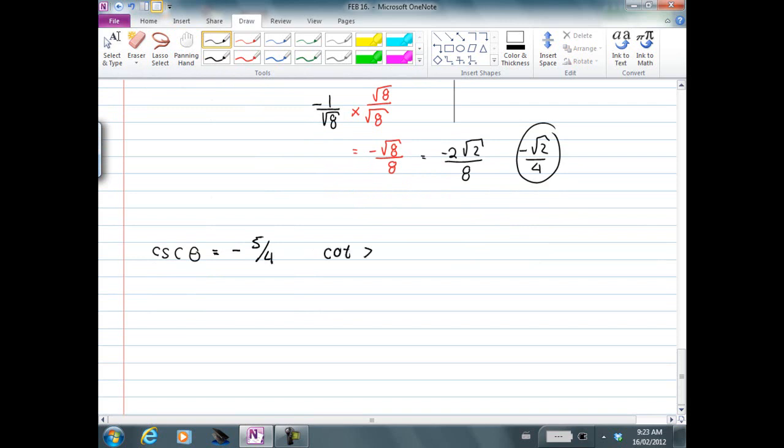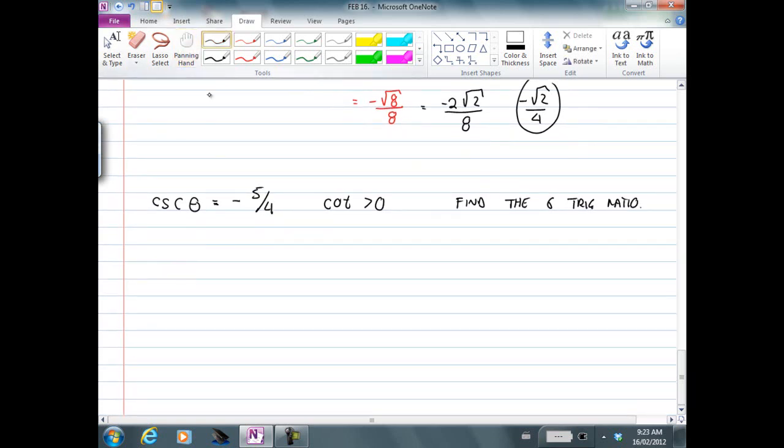Cotangent greater than 0. It asks you to find the 6 trig ratios. What it means by find the 6 trig ratios is find all 6. I want to know sine theta, cos theta, tan theta, secant theta, cosecant theta is given to you already, and cotangent theta. That's what it means when it says find the 6 trig ratios. It means find all 6.